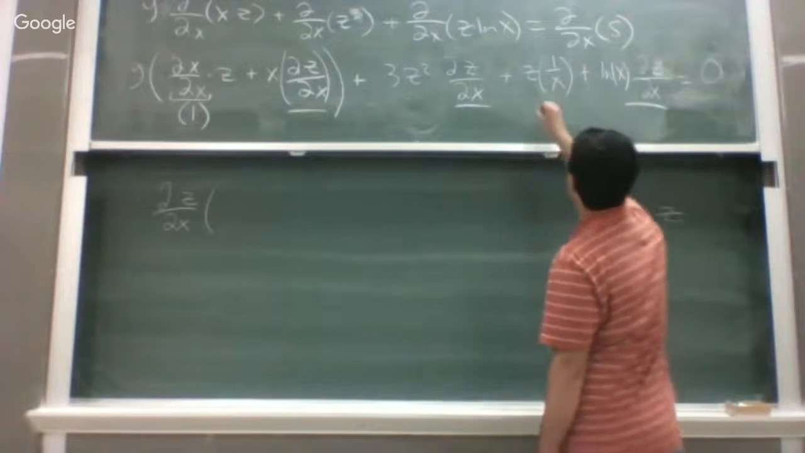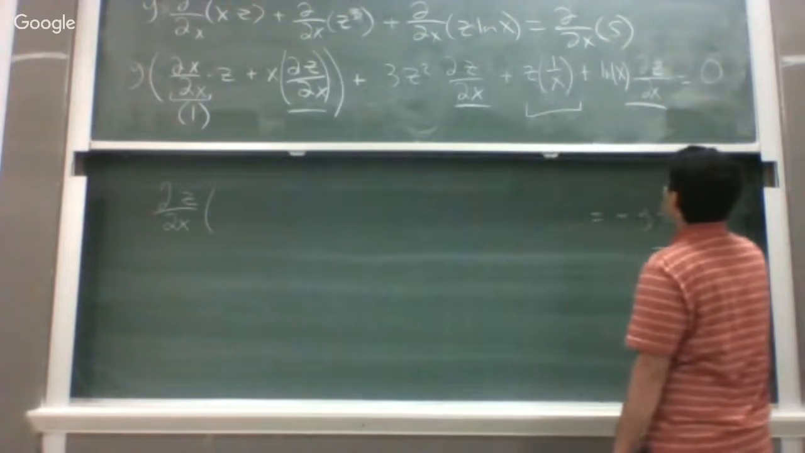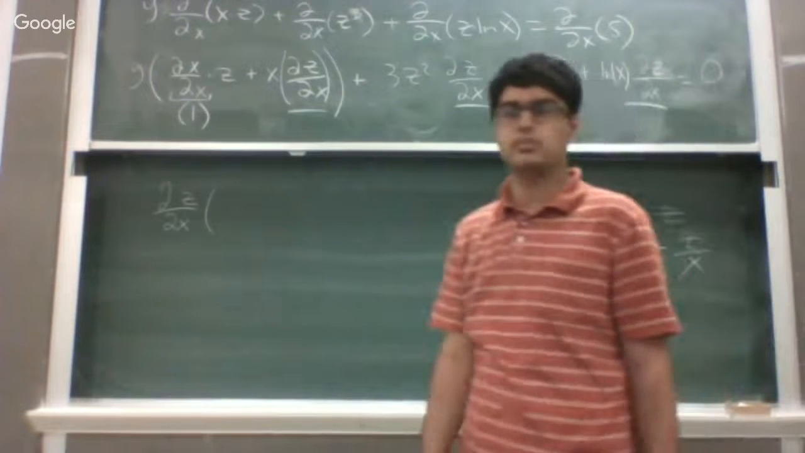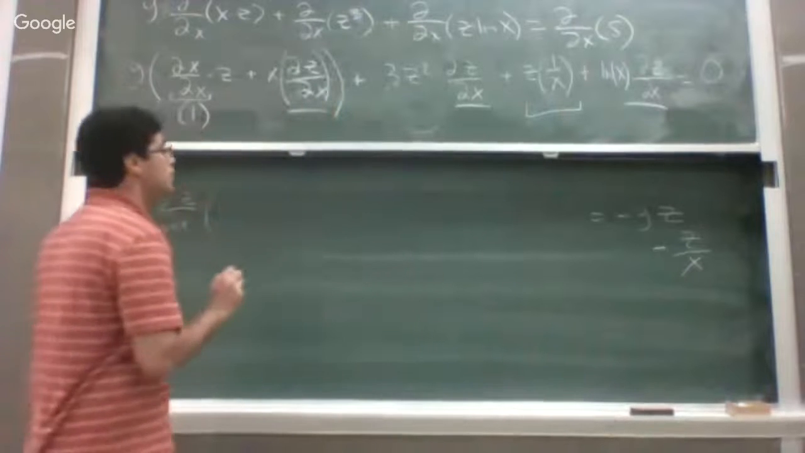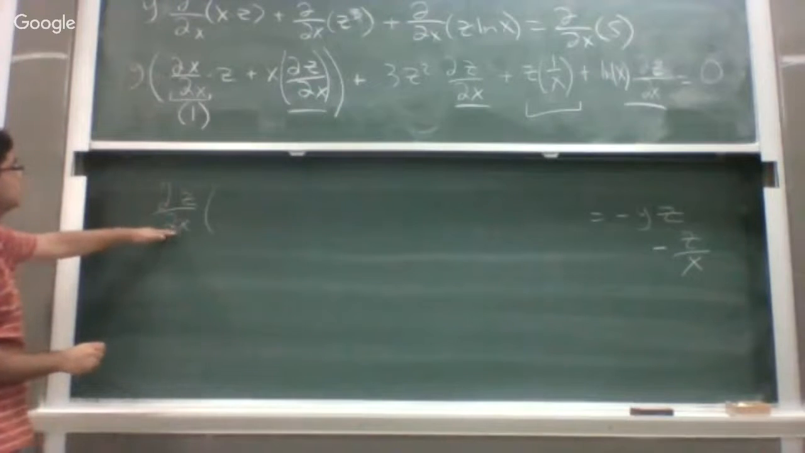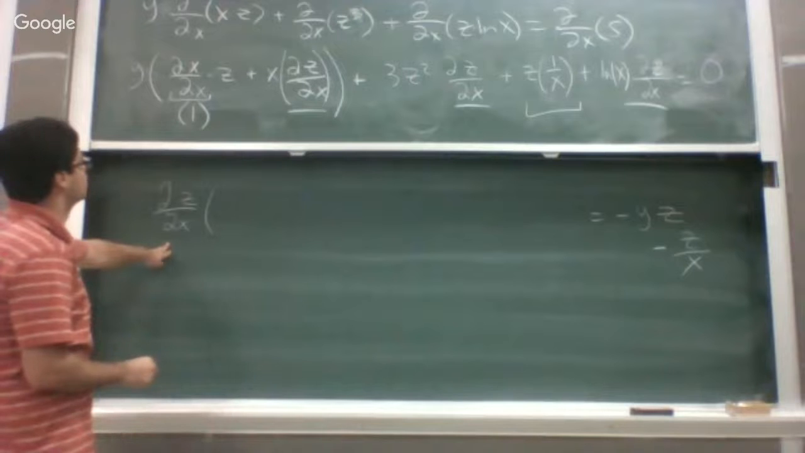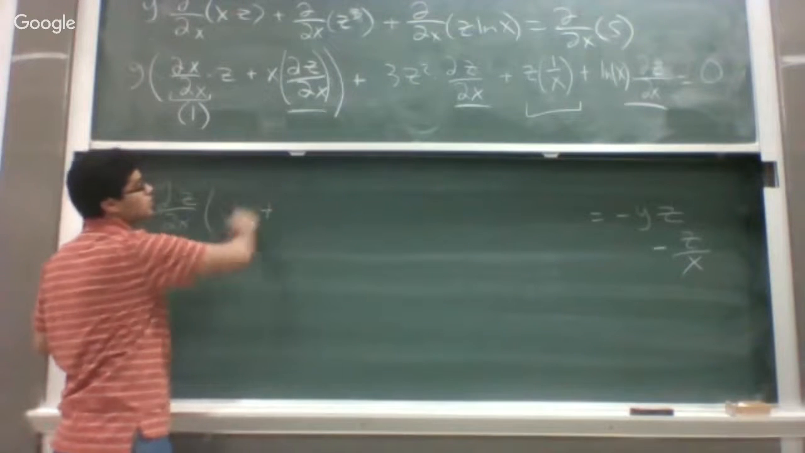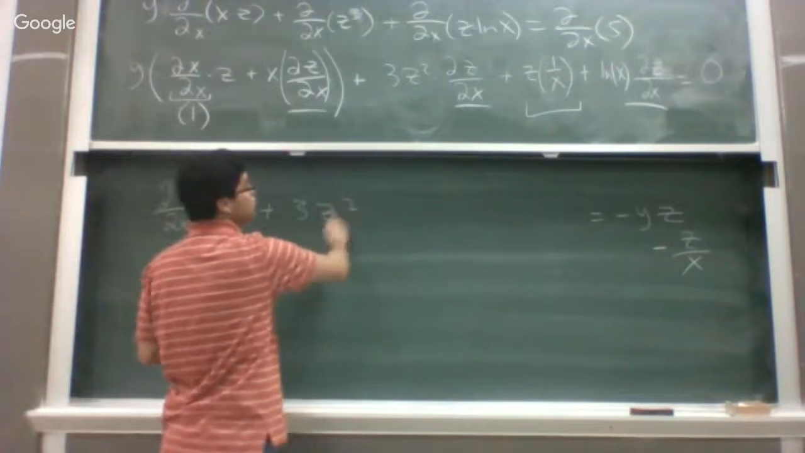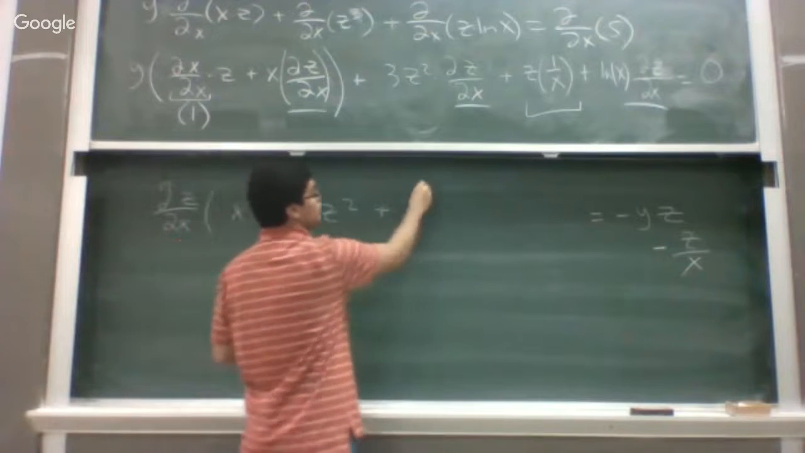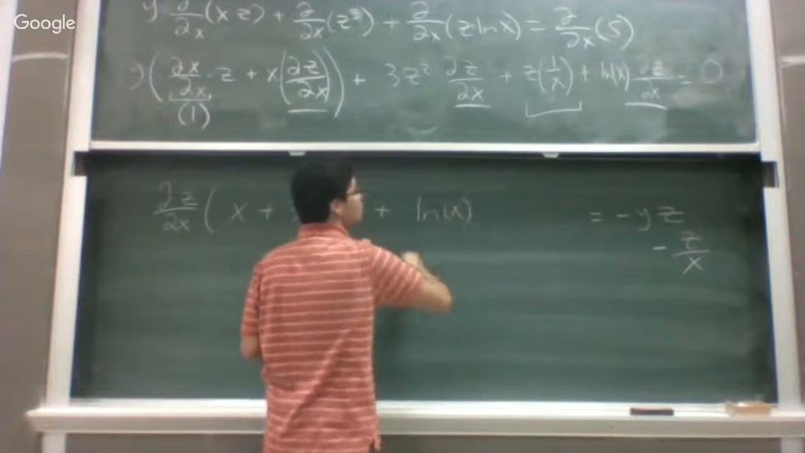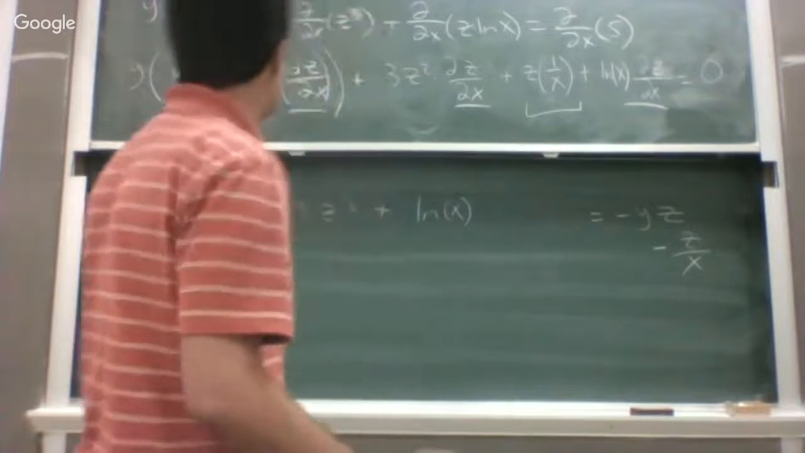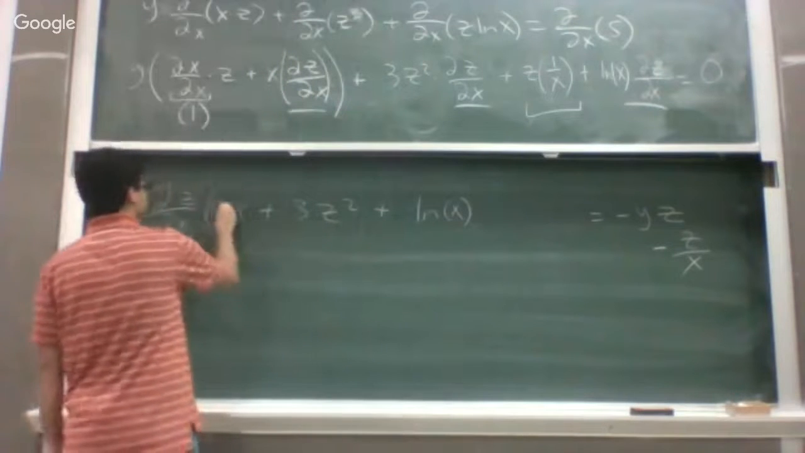And we can also just bring this to the other side, minus z over x. So factoring out dz over dx, we have x plus 3z squared plus natural log of x equal to that. It should have xy.